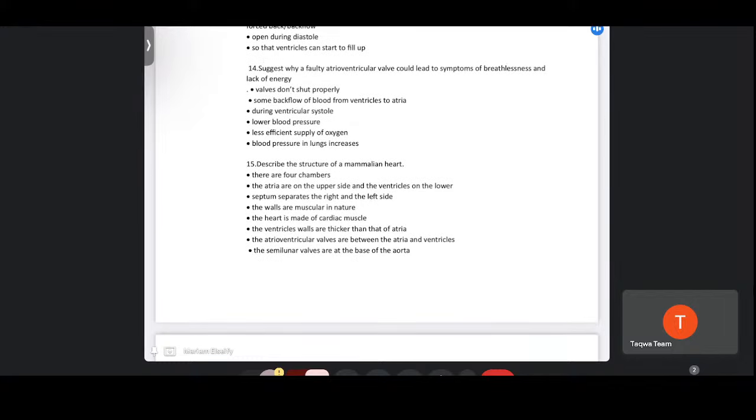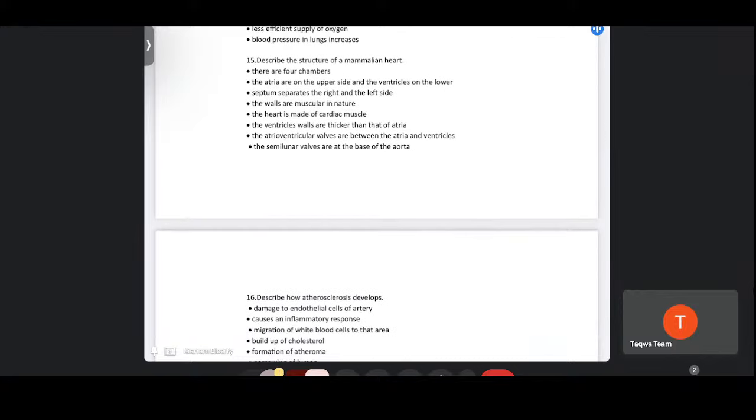Question number 14 asks us to suggest why a faulty atrioventricular valve could lead to symptoms of breathlessness and lack of energy. Because the valves do not shut properly, there is some backflow of blood from ventricles to atria. So there is low blood pressure, and so less efficient supply of oxygen. So blood pressure in the lungs increases. Basically, there's backflow of blood from ventricles to atria during the ventricular systole.